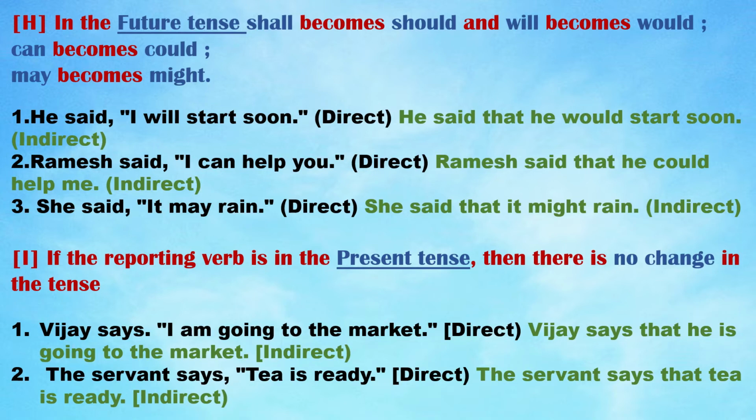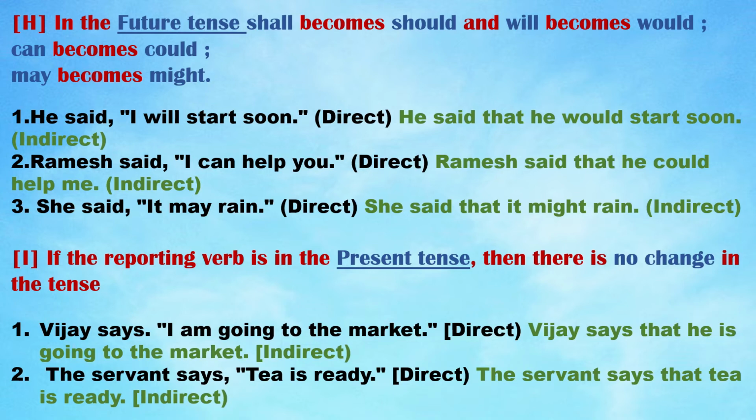Ramesh said, "I can help you," is a direct speech. Ramesh said that he could help me is an indirect speech. Can becomes could. She said, "It may rain," is a direct speech. She said that it might rain in indirect speech. May becomes might.